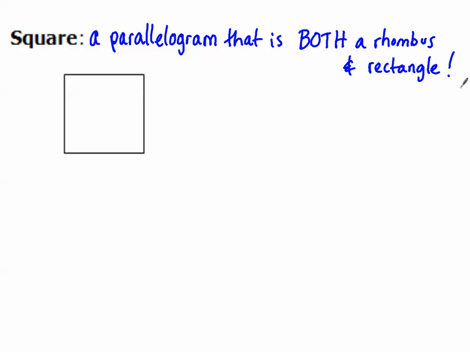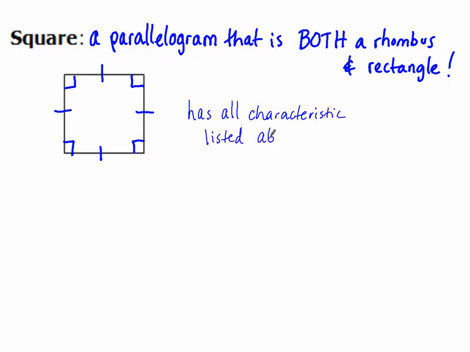So if we say, well, a rhombus has 4 congruent sides, so does a square. If we say a rectangle has 4 congruent 90-degree angles, well, so does a square. It has everything that both of those have. So you may want to make yourself a note that if something is a square, it has all of the characteristics that were listed from above. Because it's everything. Rhombus, rectangle, parallelogram. It's the most specific name if it has all of those characteristics.